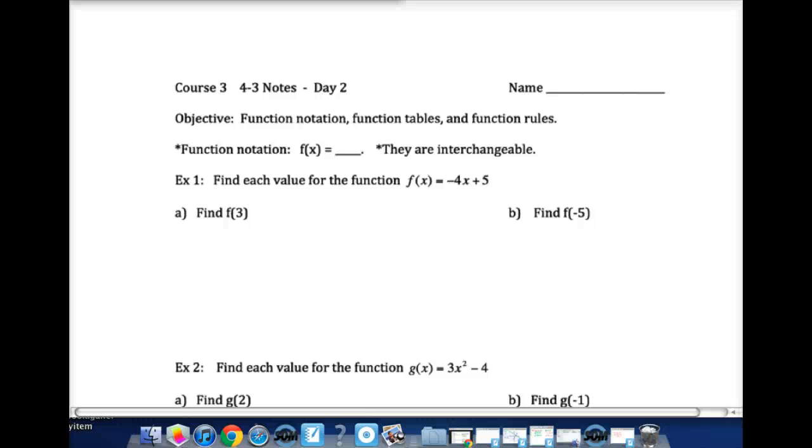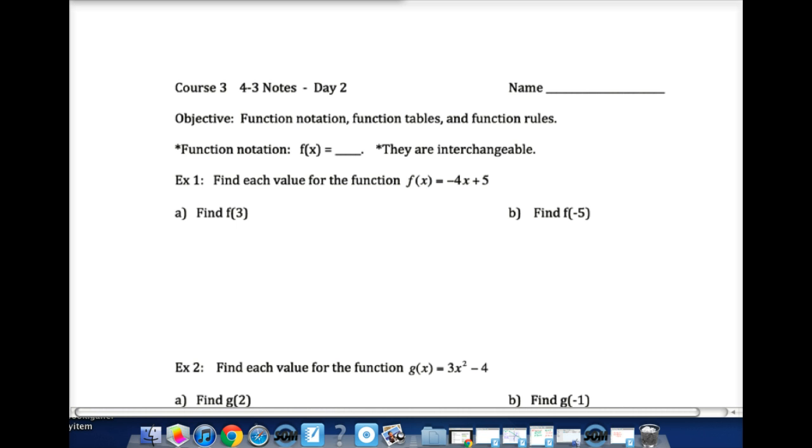All right, 4-3, day 2. Does everybody agree that function tables, function rules? Yep. Function notation is, who remembers how I yesterday? F of X. Everybody say it. What's the same as f of x? Y.